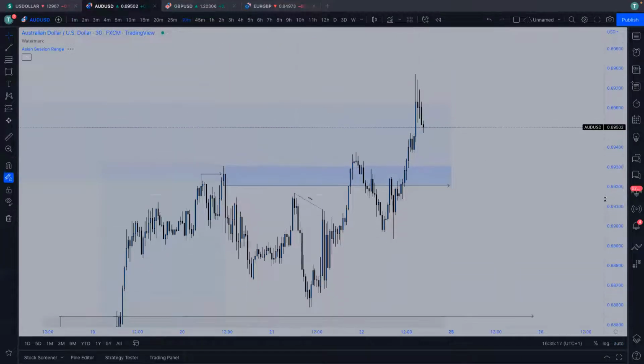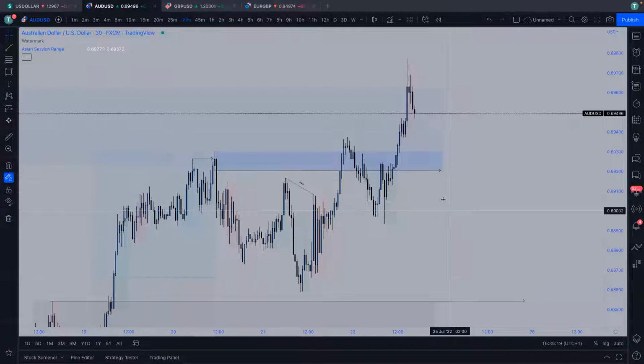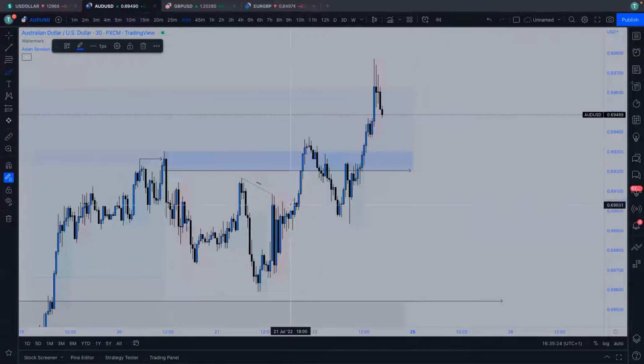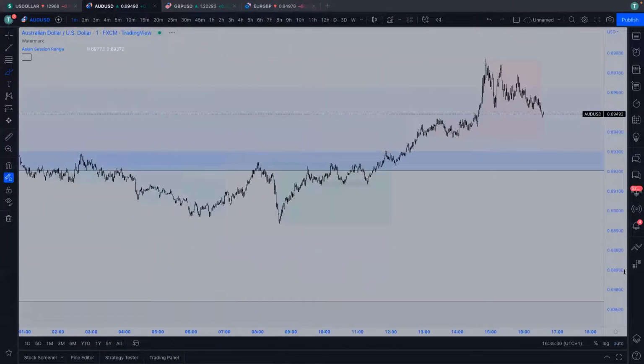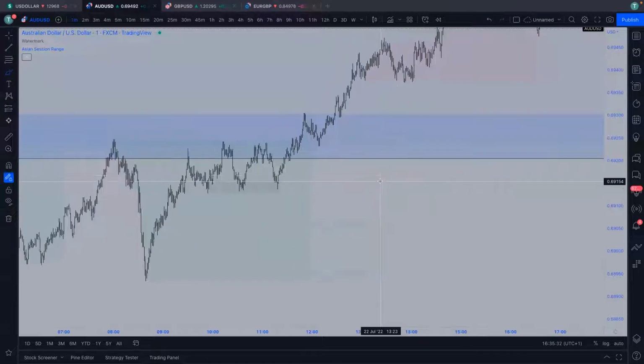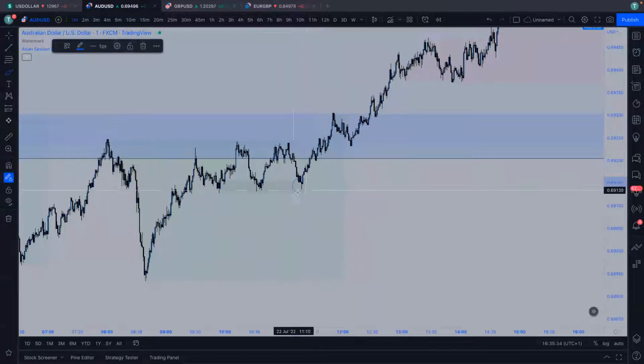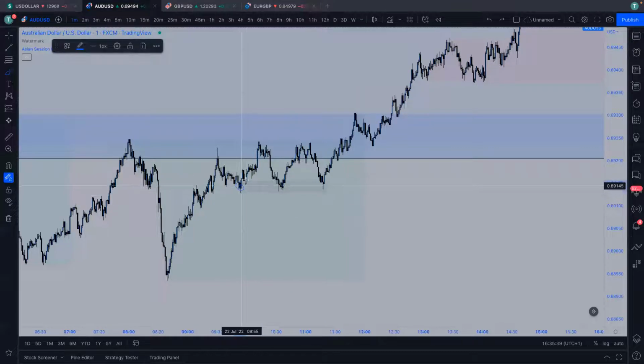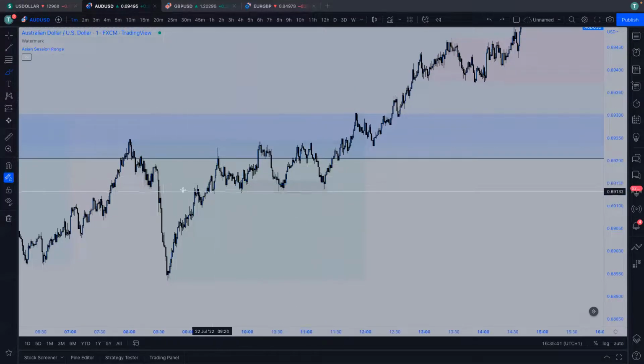AU wasn't really too many opportunities, to be honest with you. Could have tried to get in somewhere in here, but to be honest, that would have been a bit risky. We did actually have a bit of a sweep of liquidity in here. There was a small trade that I took off of this because this was the supply, and this is the demand that was holding at this point.